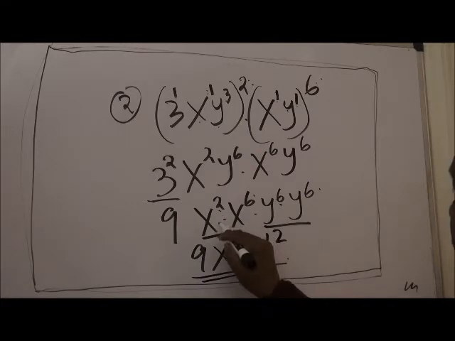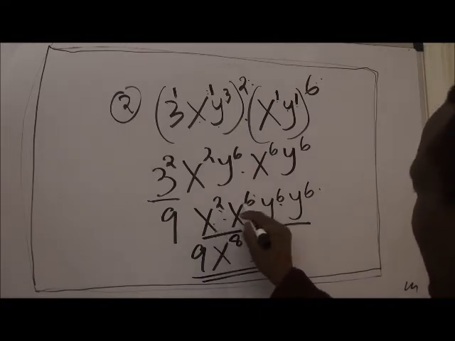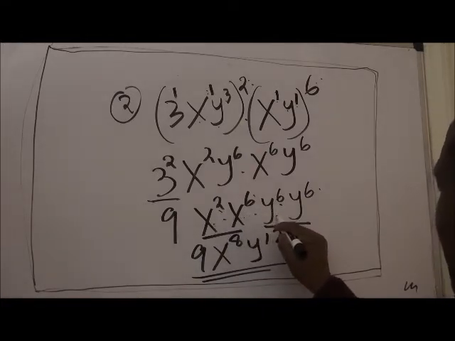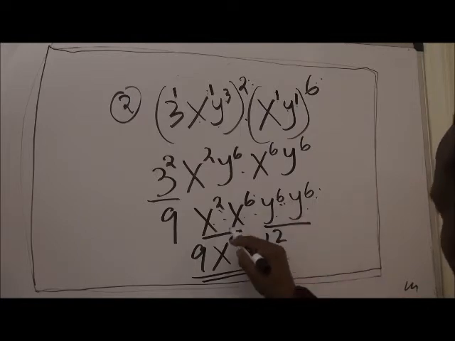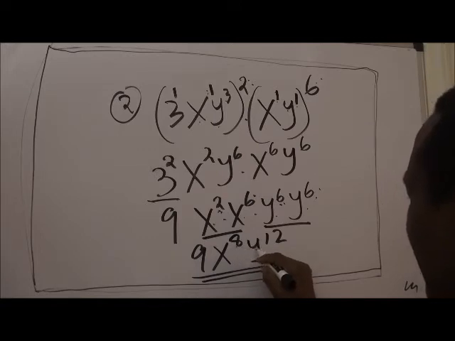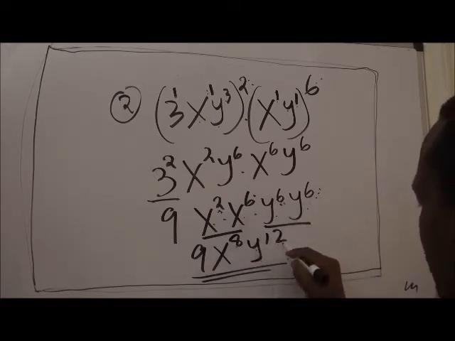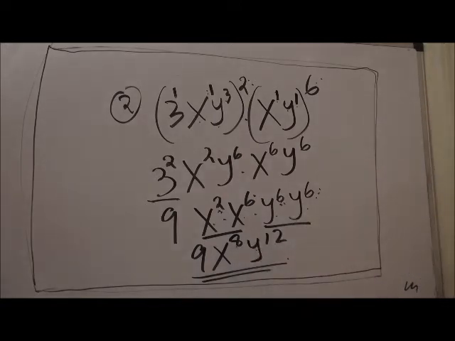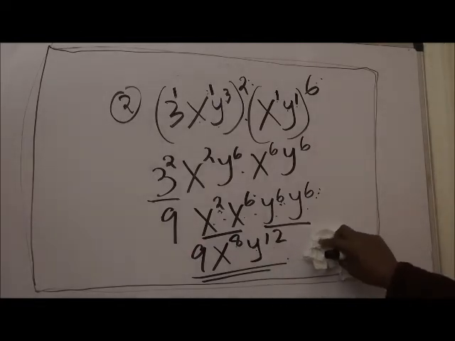So remember, when you multiply numbers, you add the exponents. So x, 2 plus 6, 8. y, 6 plus 6, 12. I also hope that that makes it a little bit more clear.